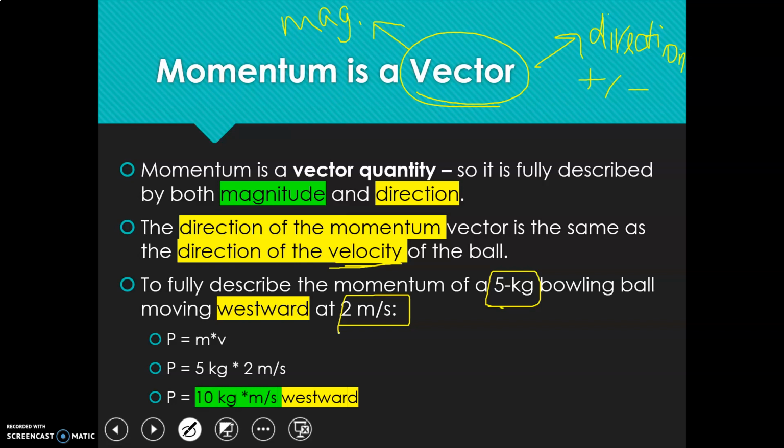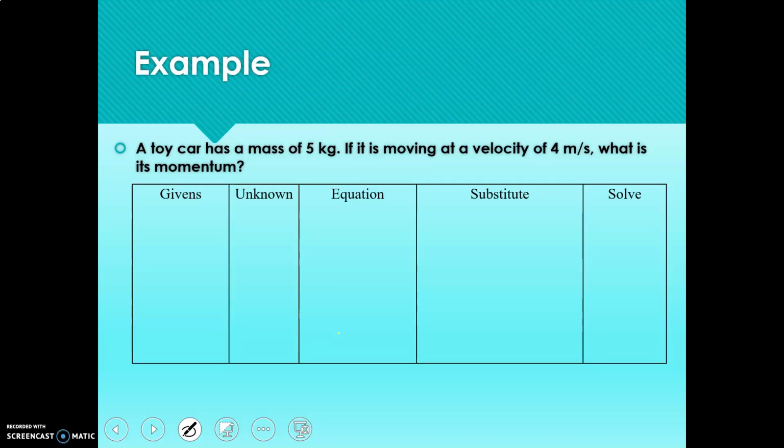and westward. Because remember, momentum is a vector. It has both parts: the magnitude, 10 kilogram meters per second, and the direction, westward. All right, we're going to have a couple of practice problems, so that whenever you're on your own, you know how to do this successfully by yourself.